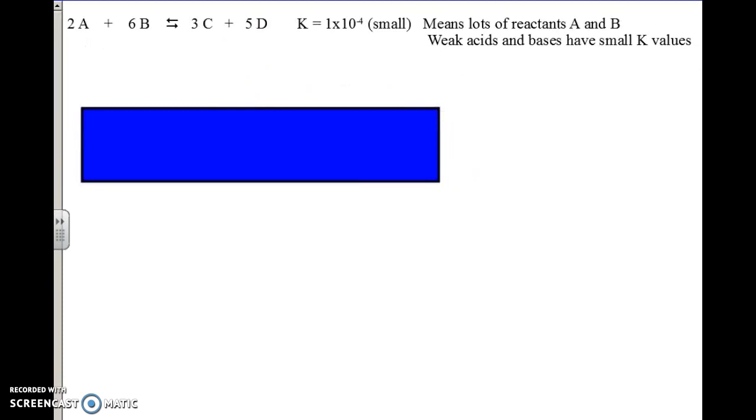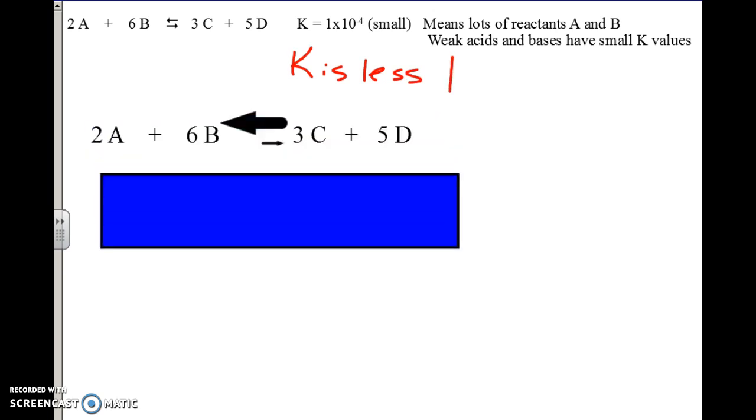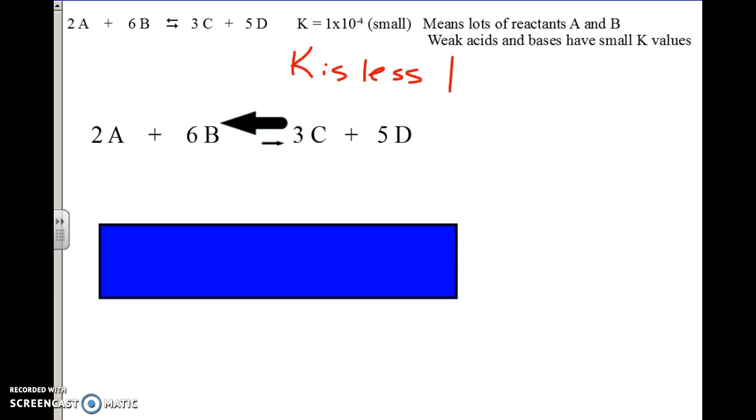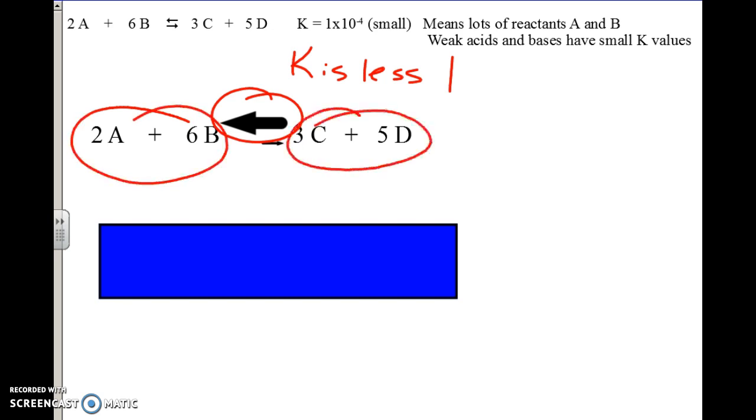In this next instance, we have a K that's small. And if K is less than 1, it means that it's not going to go over the product side. And actually, you're going to have many of your reactants left over. And we could symbolize that with a big arrow going towards the reactant. So if we would look at the concentrations, we would find a lot of reactants in the container and not a lot of products in the container. This would be like our weak acids and bases from our last unit.